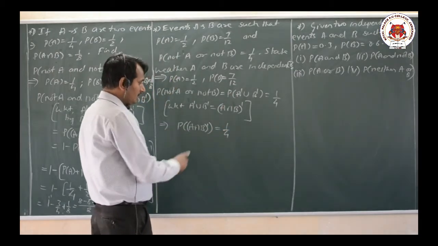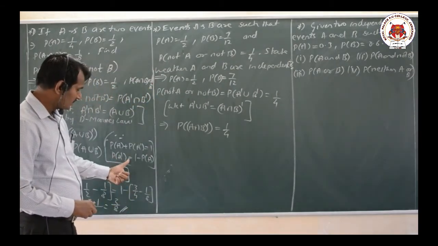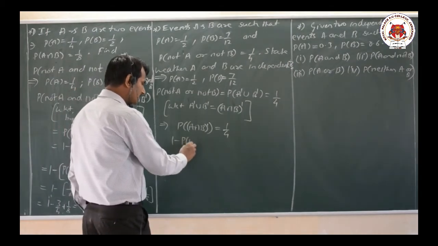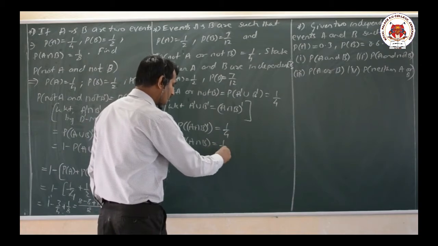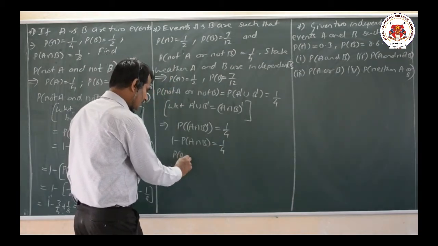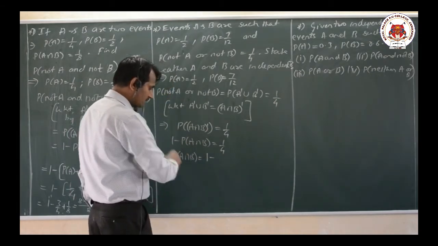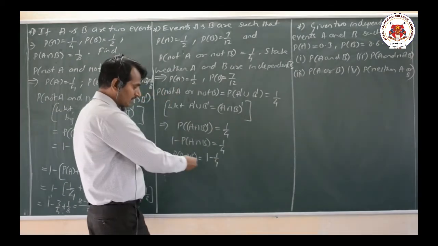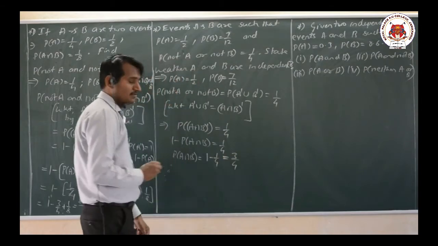Now, according to the property P of A dash equals 1 minus P of A, we have 1 minus P of A intersection B, which is equal to 1 by 4. Taking this value to the other side, P of A intersection B equals 1 minus 1 by 4, that is nothing but 3 by 4.